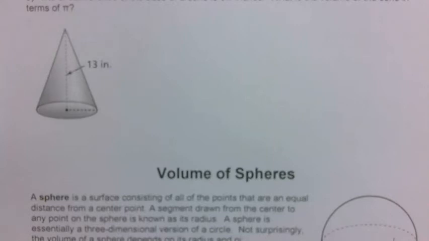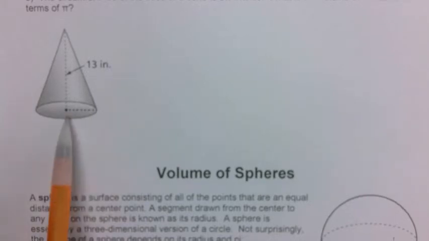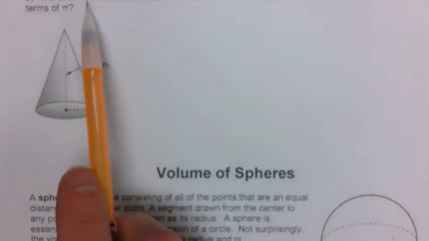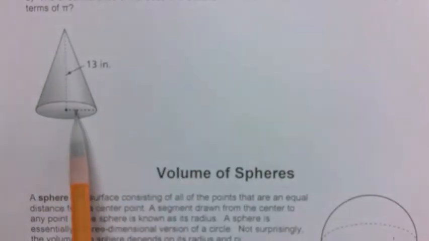In example 3, we're told that the circumference of the base of a cone is 6 pi inches. What is the volume of the cone in terms of pi? So looking at this cone right now, I can see that it has a height of 13 inches. The radius I don't know. And if you recall the volume formula for a cone, V equals 1/3 pi r squared h, we need to know the value of the radius before we can calculate the volume. Since they told me that the circumference of the circular base is 6 pi inches, I can figure out the radius by using the circumference formula.